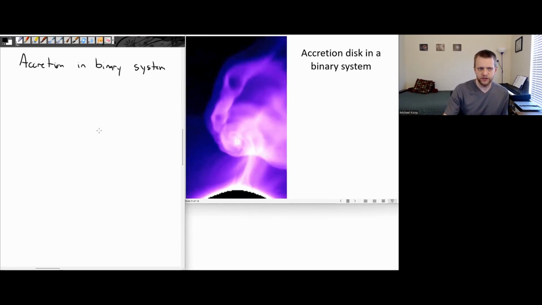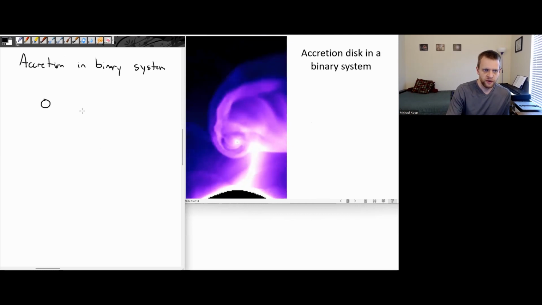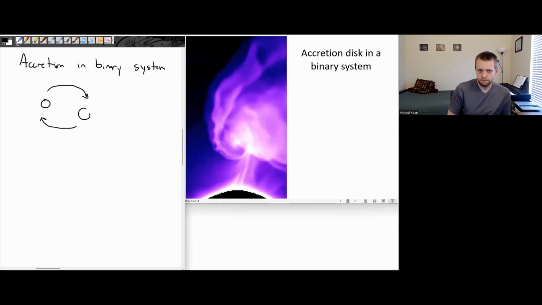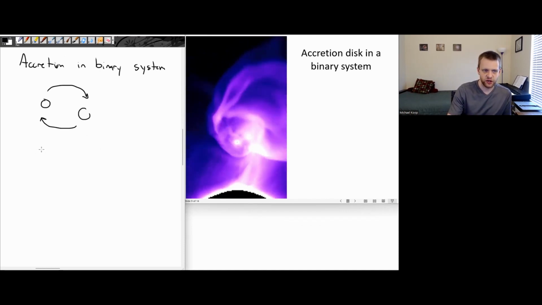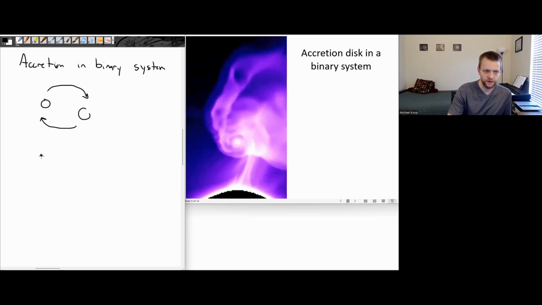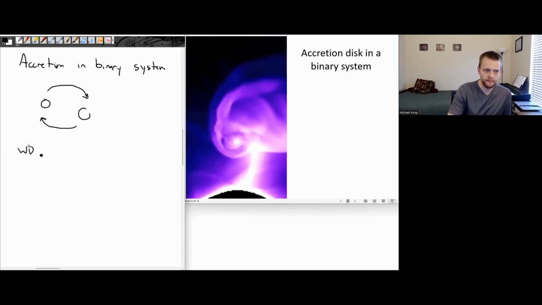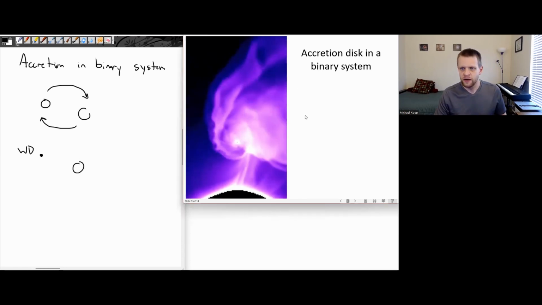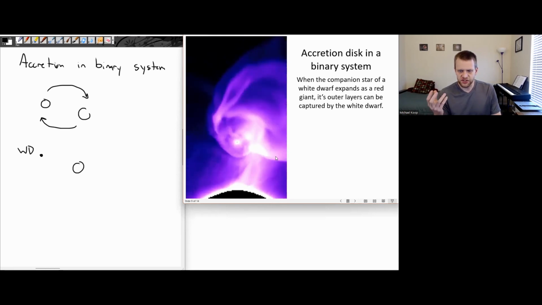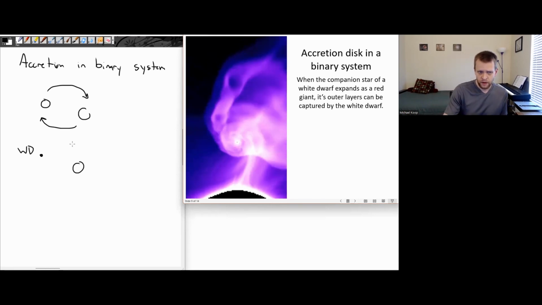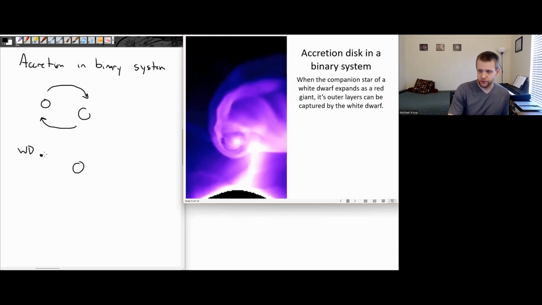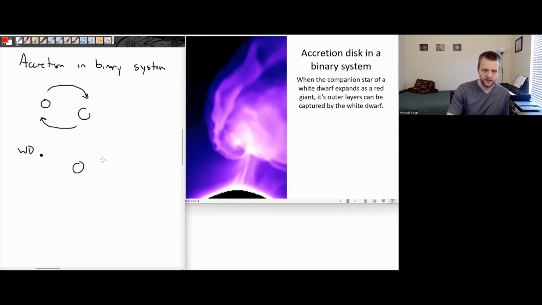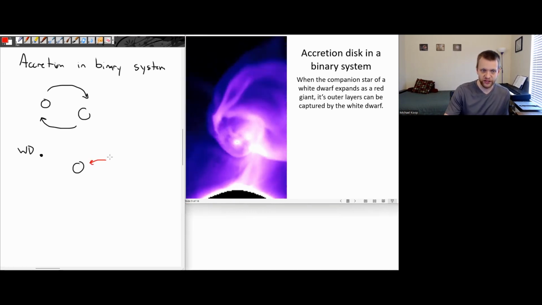So we've talked about binary stars where we have two stars that are orbiting around each other. Well, maybe one of those stars has collapsed into a white dwarf. So let's say this is our white dwarf, and we've still got this other star, and they're still orbiting around each other. They'll just continue on in their orbits as normal. But let's say this second star starts expanding as a red giant.